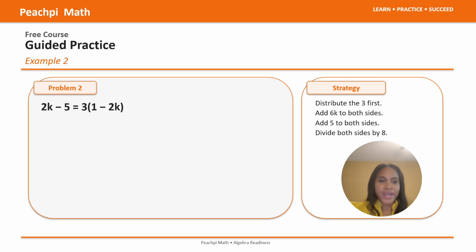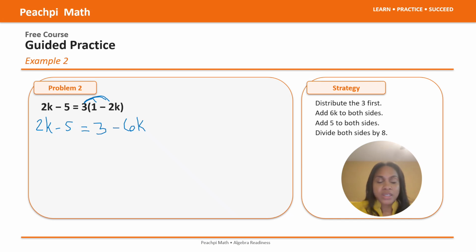So right here we have example 2. We always want to see if we have parentheses to see if we distribute first. And we do. We have this 3 times 1, and it's 3 times that negative 2k. So I'm going to bring down everything else. 2k minus 5. 3 times 1 is 3. And 3 times negative 2k is negative 6k. Okay, so always look to see if you have parentheses and you would distribute first.